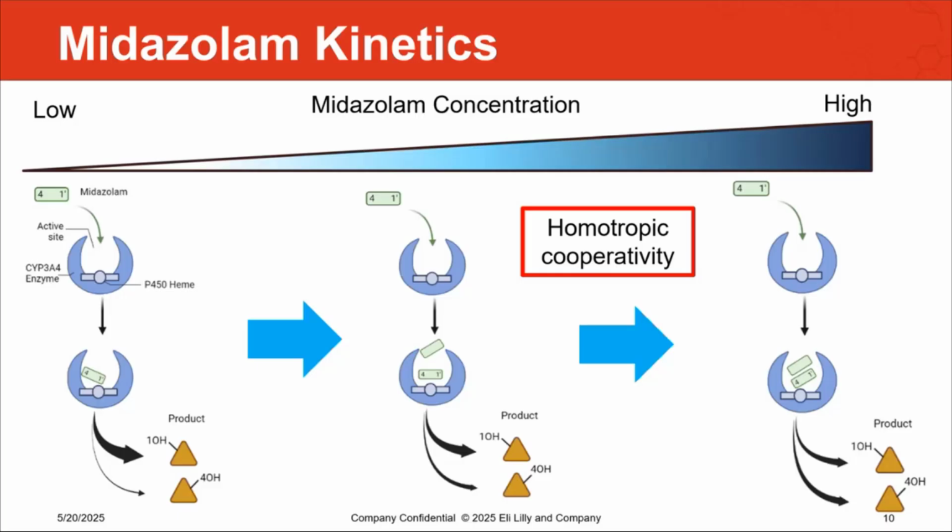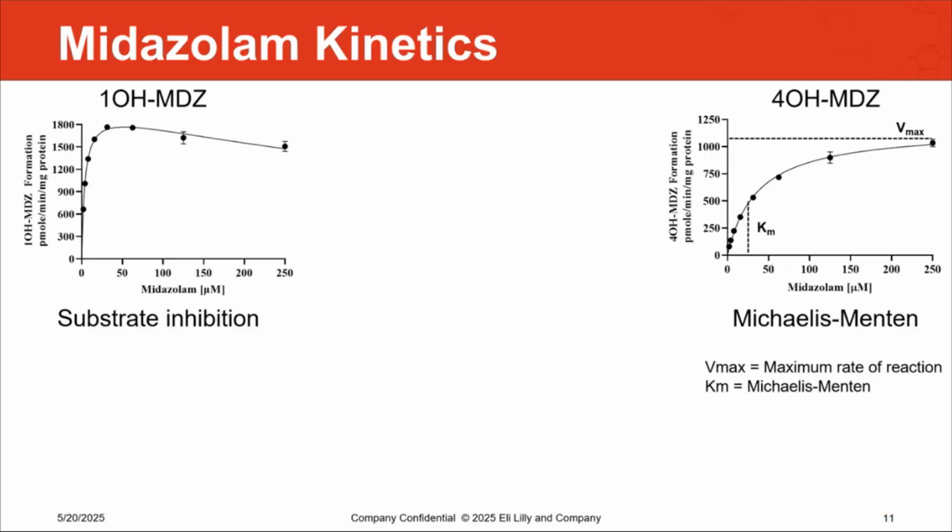But what does that look like in human liver microsomes in an enzymatic experimental setup? And so what we do is we incubate human liver microsomes with different concentrations of midazolam, and we look at the formation of the metabolites. So on the graphs on the slide, on the x-axis is your concentration of your substrate midazolam, and on the y-axis is the formation rate of the metabolite, on the left being the 1-hydroxy and on the right being the 4-hydroxy. Now, for the 1-hydroxy formation, we see something that's interesting. After a certain concentration of midazolam, you actually see a decrease in that formation rate of the metabolite.